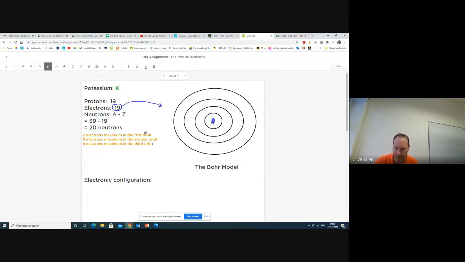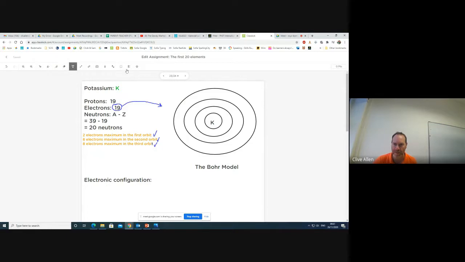The rules are here. Number one is 2 electrons can fit on the first orbit. So only 2 on this first orbit. On the second orbit, only 8 can fit on. Okay, only 8 maximum. On the last one, only 8 electrons can fit onto the third orbit. Okay, that's all you need to know for this course.